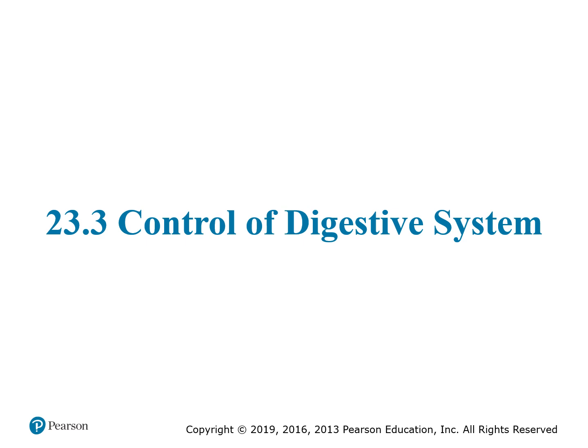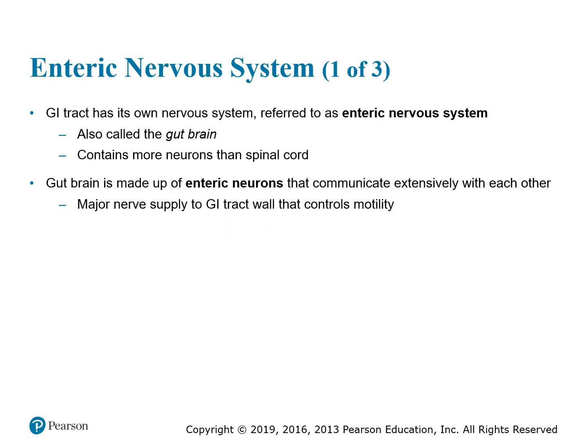Now let's see how digestive system is controlled. So our digestive system has its own intrinsic nervous system, which is known as enteric nervous system. And that enteric nervous system is also known as gut brain, and it contains many neurons, more than the spinal cord. And gut brain is made up of enteric neurons that communicate extensively with each other, and the major nerve supply to the GIT wall that controls the motility is the enteric nervous system, its own intrinsic nervous system.